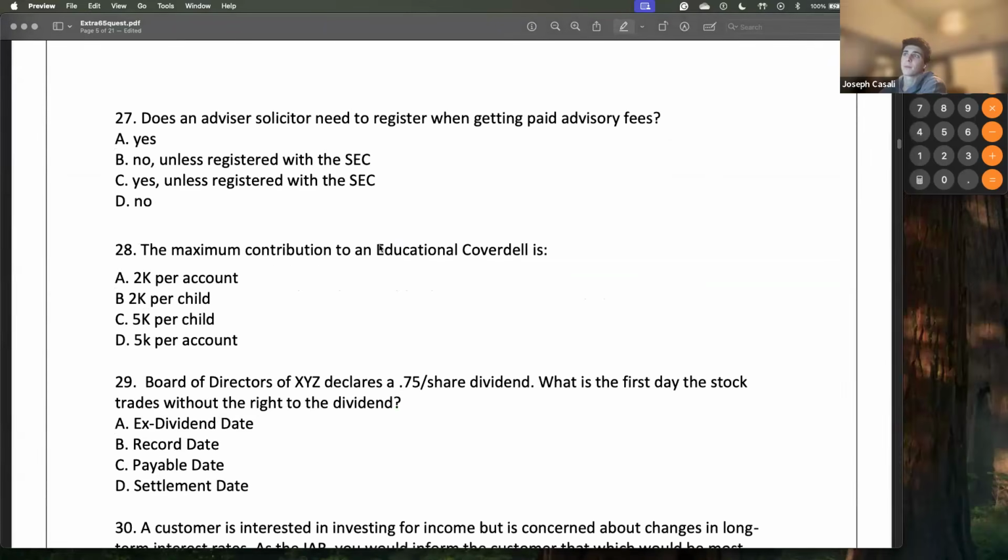Does an advisor solicitor need to be registered when getting advisory fees? What does he mean by advisor solicitor? I personally think I'll talk to him next time I talk to him, because I haven't gone through these extra questions, and I'm sure Brian's going to tell me he's working on another practice test, and these are from a debrief, questions from the front. And I think what he's trying to do is use some different phraseology just to change things up a little bit.